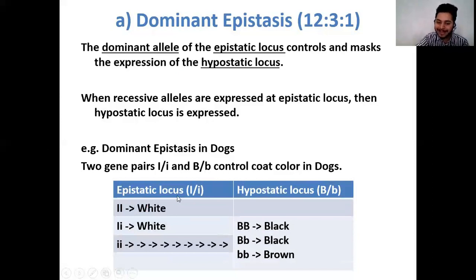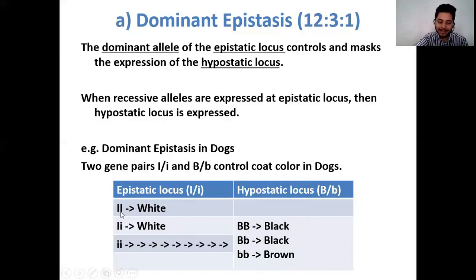Here the epistatic locus is represented as capital I small i, while my hypostatic locus is capital B small b. If you are following epistasis, you will understand that the epistatic locus will not allow the expression of my hypostatic locus. So what is the dominant allele that comes into the picture? The dominant allele of the epistatic locus is capital I. When this capital I is expressed, it will not allow the expression of my hypostatic locus in whatever condition it is.